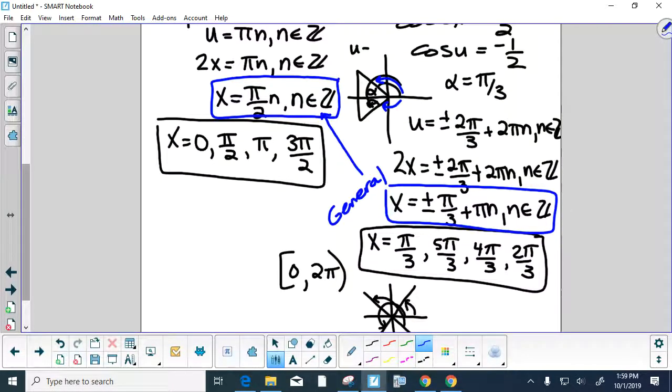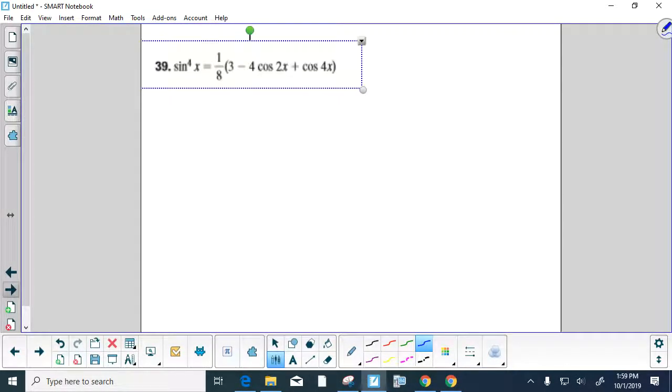All right, here we go. Let's do the next one. 39. This is a verify, I suspect. To verify. Now, I'm going to ask you a question. We have 2x and 4x on the other side, Meredith. So what do you think we're going to have to use? The power reducing ones. You're absolutely right, because those are the ones that have.